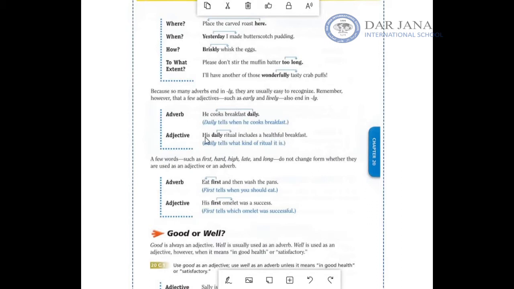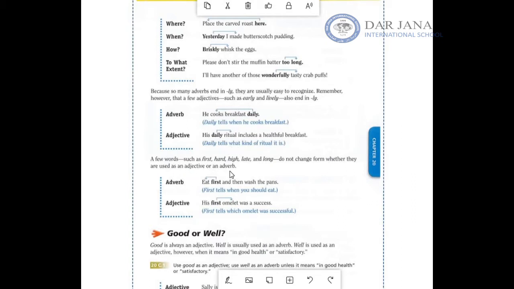The next example, his daily ritual includes a healthful breakfast. His daily ritual. Ritual is a noun, and daily is used to modify this noun. So daily here is not an adverb, it is an adjective, and it tells us what kind of ritual it is. So let's be careful about the use of such words that end in ly and have the same form as both adverbs and adjectives.